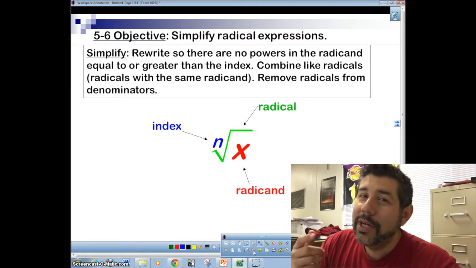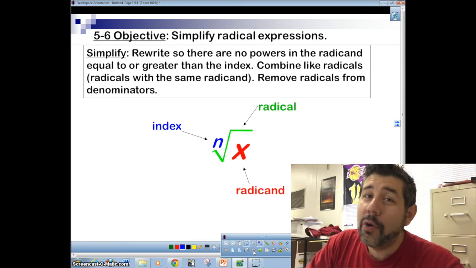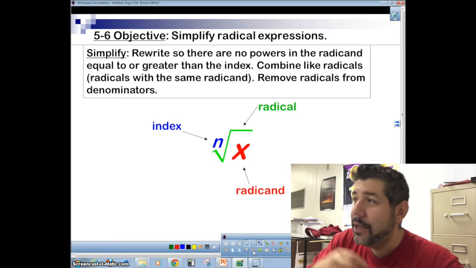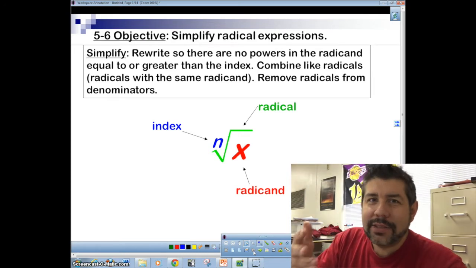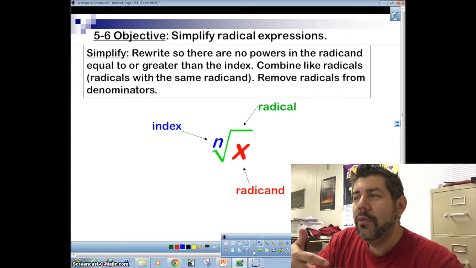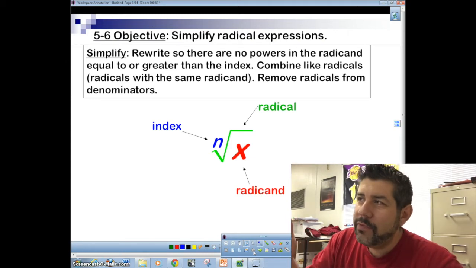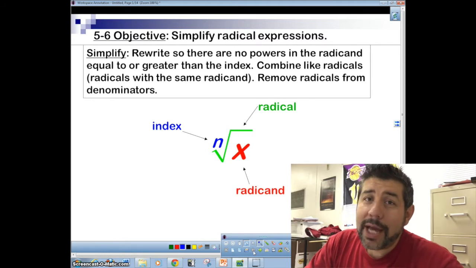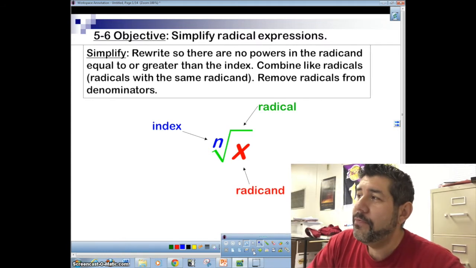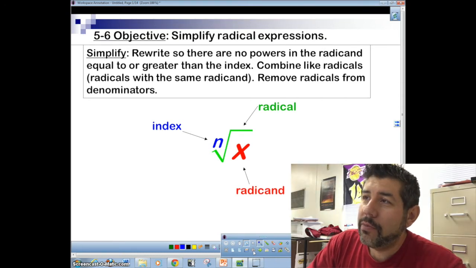Rewrite. So what we're going to do here to simplify these is rewrite it with no powers inside the radical sign, which is called a radicand, that's bigger than the index, and the index is like a square root or a cube root. Whatever that number is, we want it to be lower than that. We're going to combine radicals, and then we can also remove radicals from the denominators. We'll do a little bit of that today, but we'll do that one later.